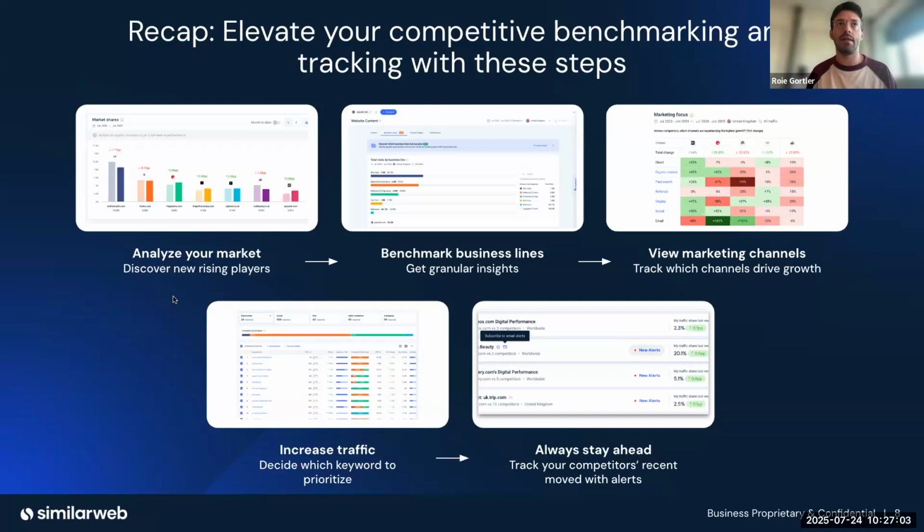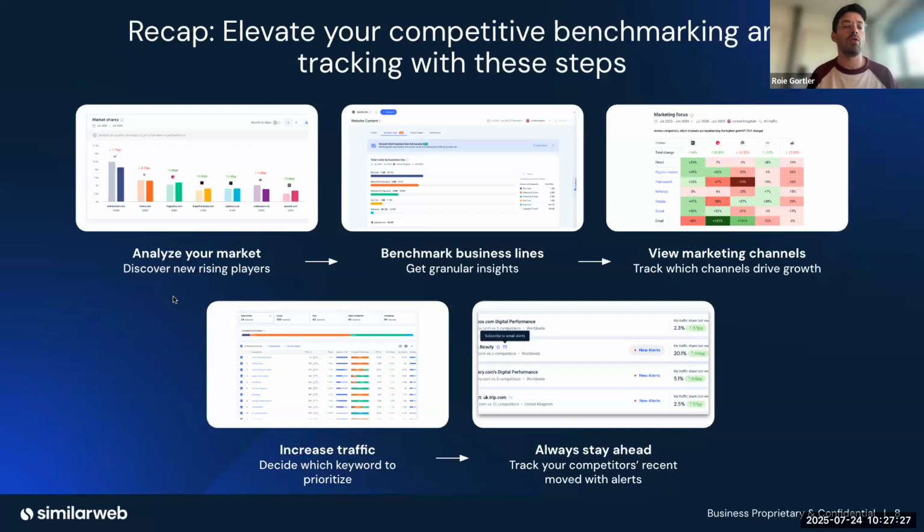Then again, take the next step. After you understood what business lines are a priority for your competitor, how are they supporting that? What kind of marketing activities have they invested in to make sure that they grow the traffic and market share? And how is it different than other channels that you have? Maybe it's time to revisit your marketing tactics against the competition.